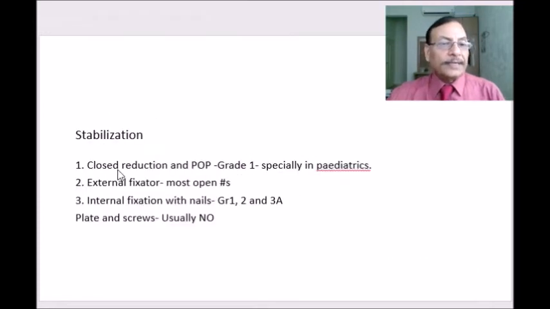Stabilization in grade 1 in a pediatric patient: closed reduction and POP sometimes is good enough. But for most of the open fractures in adults, external fixator should be used. Now there is a trend that internal fixation with interlocking nails can be done in grade 1, grade 2, and grade 3A fractures. Plate and screws, usually the answer is no.